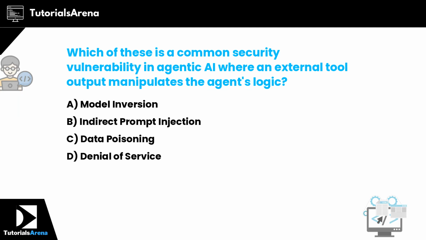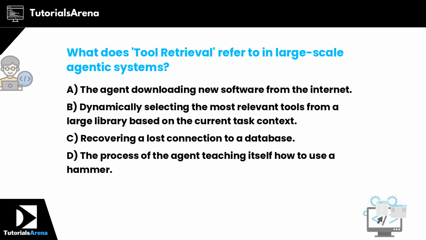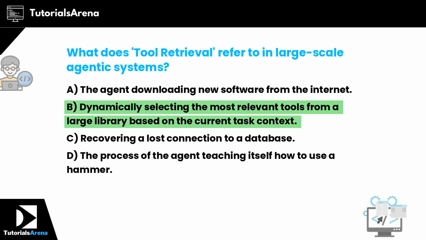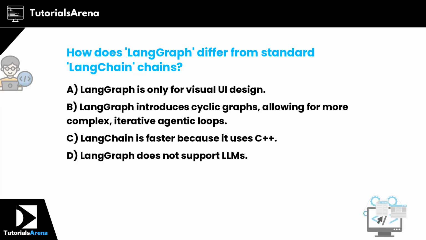Which of these is a common security vulnerability in agentic AI, where an external tool output manipulates the agent's logic? The correct answer is option B, indirect prompt injection. What does tool retrieval refer to in large-scale agentic systems? The correct answer is option B, dynamically selecting the most relevant tools from a large library based on the current task context. How does LangGraph differ from standard LangChain chains?